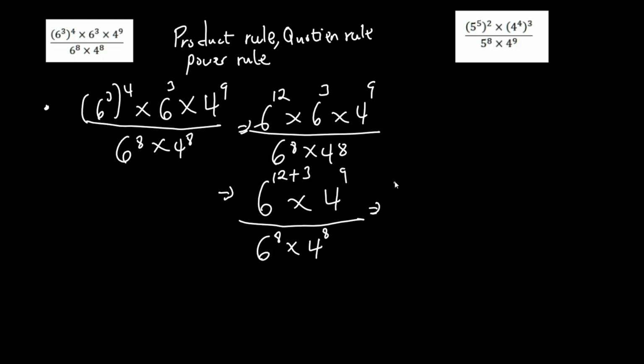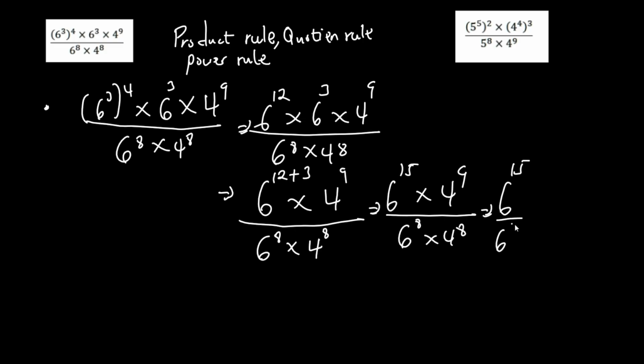Now 12 plus 3 gives me 15. So 6 raised to the power 15 times 4 raised to the power 9, all over 6 raised to the power 8 times 4 raised to the power 8. Here we cannot add the powers because the 6 and 4 are not the same. So we have to use the division law, or the quotient rule. But before we do that, let's split this into two. I'm going to write 6 raised to the power 15 over 6 raised to the power 8, times 4 raised to the power 9 over 4 raised to the power 8.